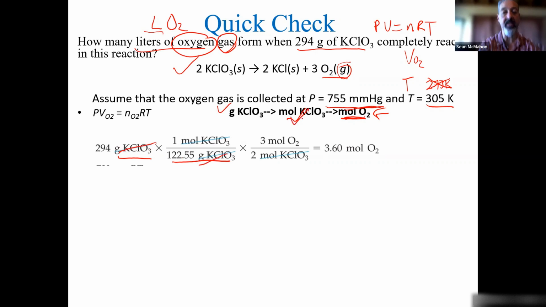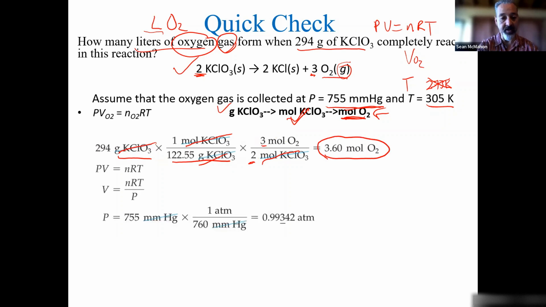So now I'm at this step. To cancel out the 1 mole of potassium chlorate, I go, well, there's 2 moles of potassium chlorate per 3 moles of oxygen gas produced. So now I can cancel the unit, 1 mole, and I have moles of O2. So now I can utilize PV equals nRT, dividing both sides by P, because I'm looking for volume.